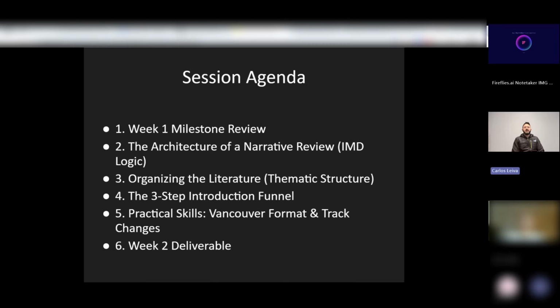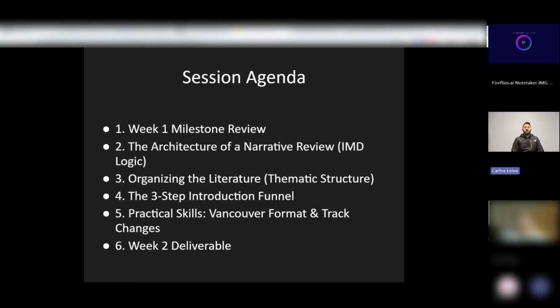So we'll have about a 45-minute lecture, and specifically talking about adapting the standard IMRaD structure. The IMRaD structure is what we call the Introduction, Methods, Results, and Discussion structure. But for the literature reviews, we go more based on what we call the IMD logic, which is the Introduction, Methods, and Discussion, which we'll see how we'll structure the discussion differently.